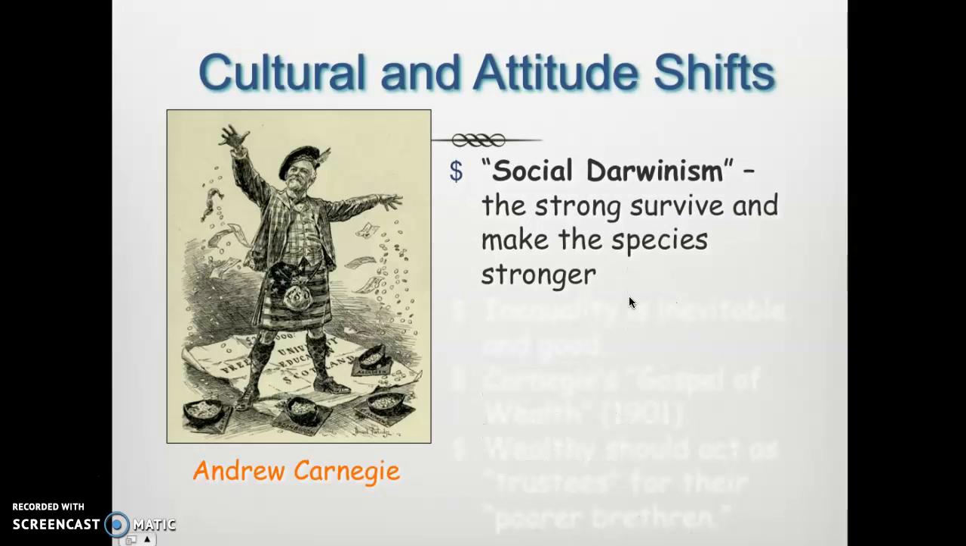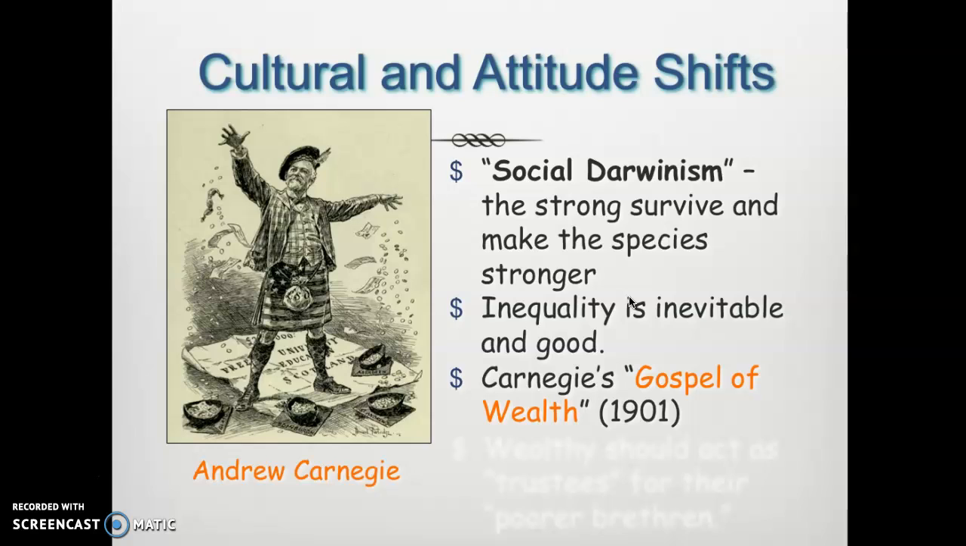Now, these attitudes started to shift about wealth in the late 1800s. There was this philosophy called social Darwinism, where in society, the strong survive and the weaker will die off and make the species stronger. And this kind of justified inequality. It said inequality is inevitable and good, it's natural. This also helped to fuel a lot of arguments that were very racist as well.